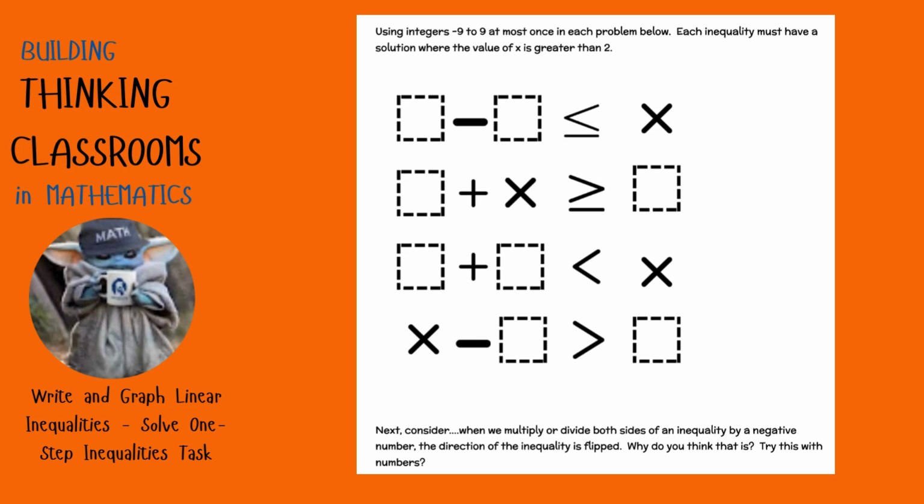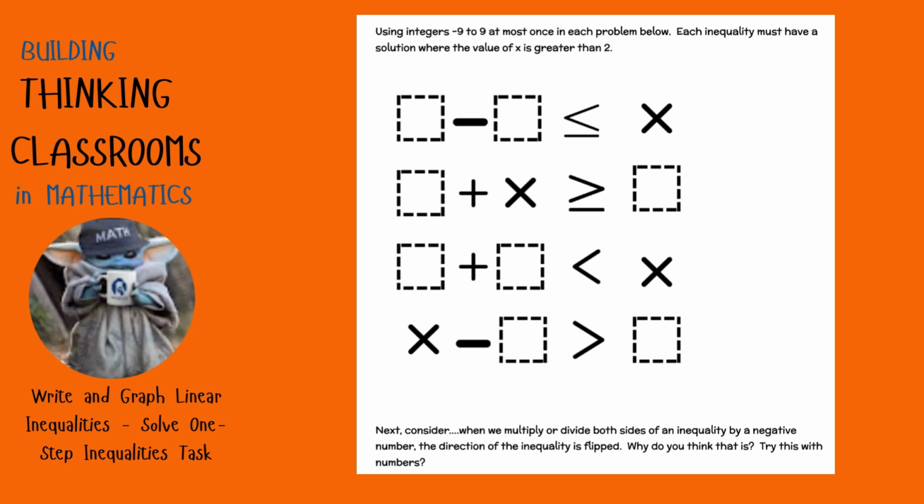So as you can see, the students are given 4 different inequalities, and the x values are there. We have the operation symbols, and we have the inequality symbol. So what we want them to do is use the integers from -9 to 9 at most once. Now, I put in each problem so they could reuse numbers between inequalities. However, I would maybe change that to be only using -9 to 9 throughout all of them. So each inequality must have a solution where the value of x is greater than 2.